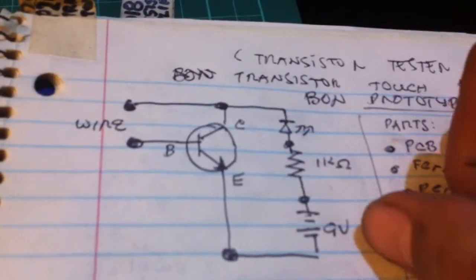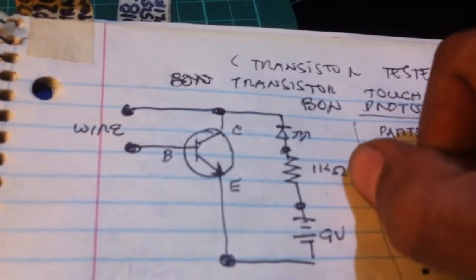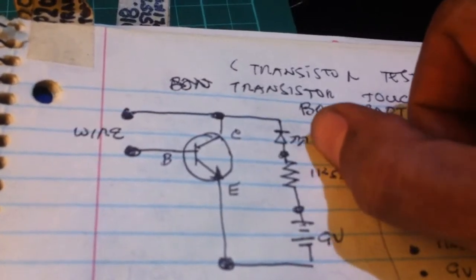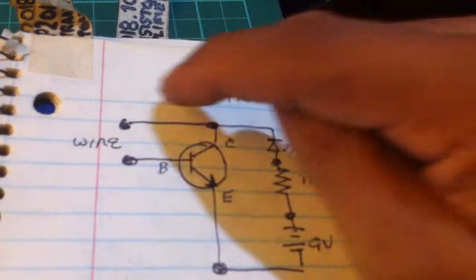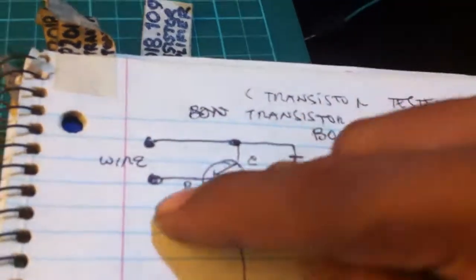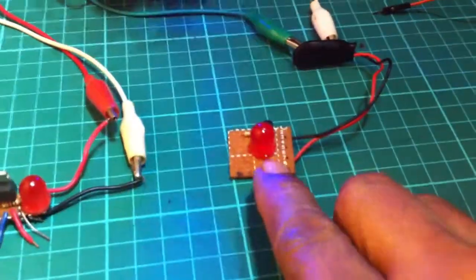So we have here a 9-volt supply in series with 1 kilo ohm. The LED is connected to the collector, the emitter is grounded, and then the touch wire. So these two are the touch wire. Every time I touch the wire, the LED turns on.